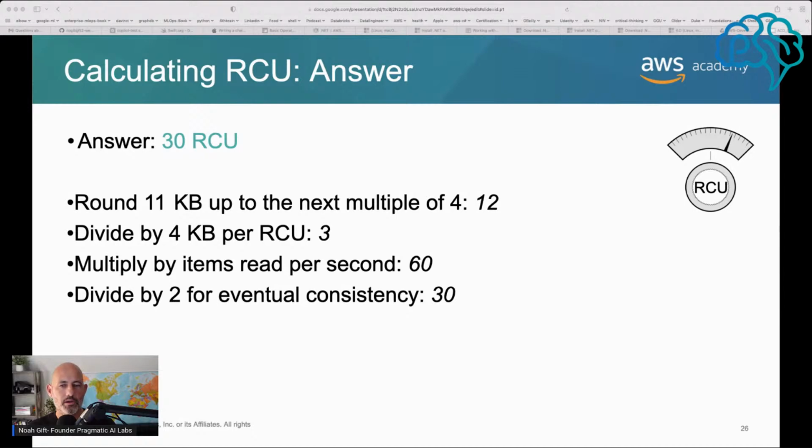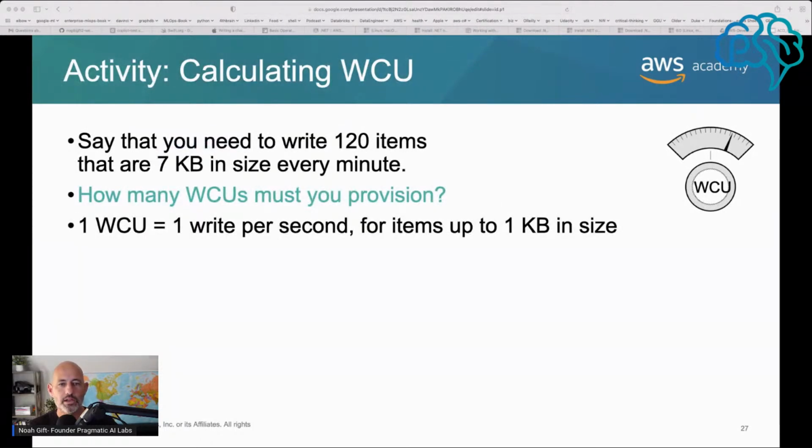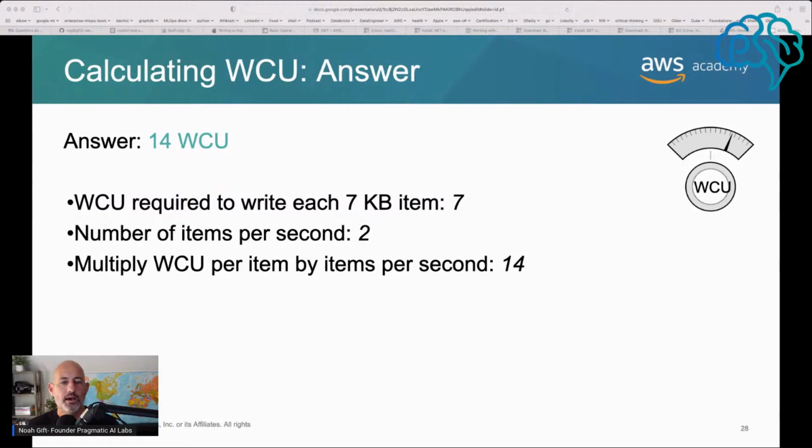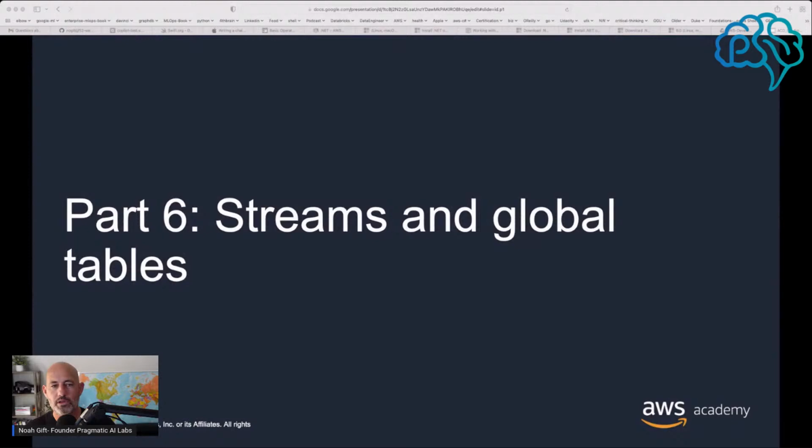So there's a kind of rule of thumb that you can use to figure out the number of RCUs necessary. And if you wanted to do 120 items that are 7 kilobytes in size every minute, how many WCUs, write CUs, do you need? You need 14. The WCUs required to write each 7 kilobytes would be 7. Number of items per second would be 2. Multiply WCU per item by items per second, which would be 14, right? So it's nice that you can have a little bit of back of the envelope math to figure out how much you would need for either the read capacity units or the write capacity units.